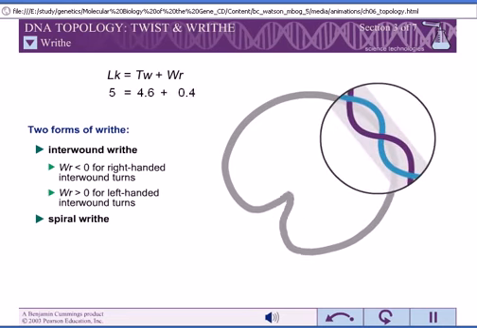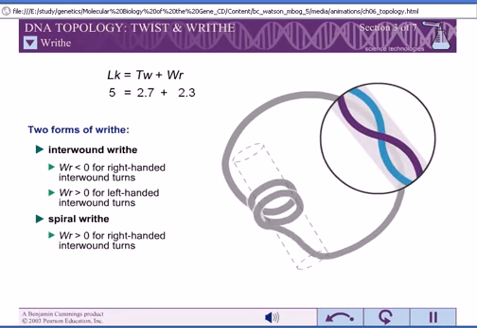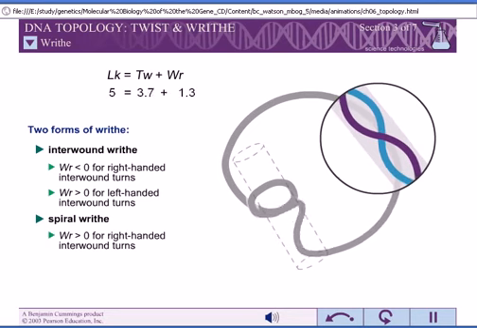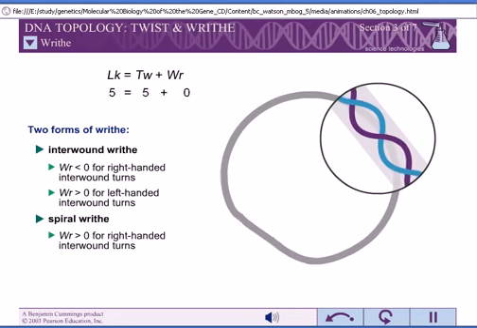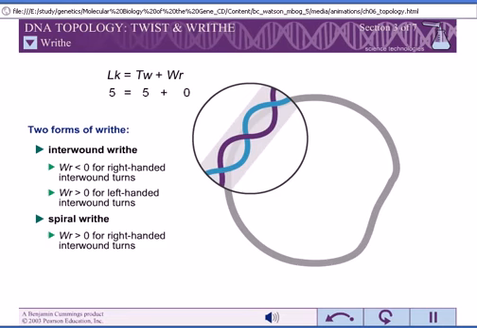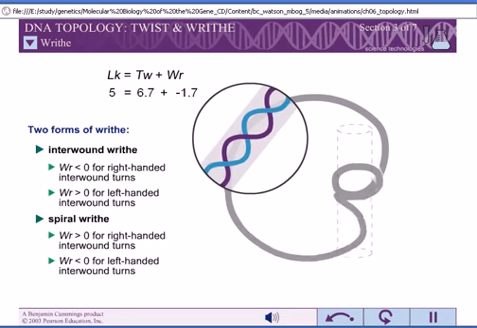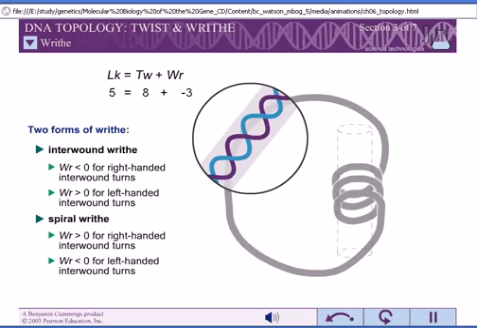If right-handed DNA writhes to form a right-handed spiral coil, the twist number decreases. Therefore, right-handed spiral turns are assigned positive writhing numbers. Note that this is the opposite of right-handed interwound turns. If right-handed DNA writhes to form a left-handed spiral coil, the DNA must twist to accommodate the writhe. Therefore, left-handed spiral turns are assigned negative writhing numbers. Again, this is the opposite of left-handed interwound turns.